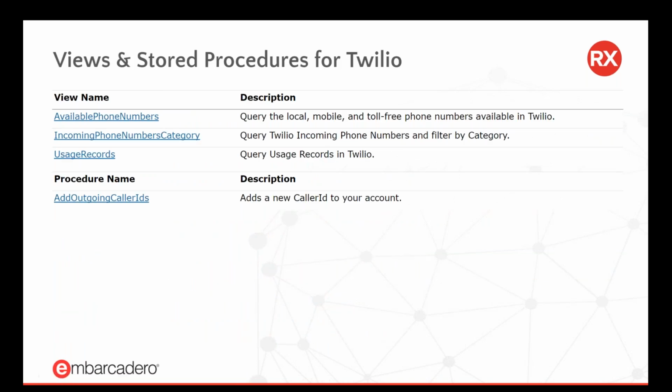Additional views you have here: available phone numbers, which are the phone numbers that you can use through Twilio, incoming phone numbers, and usage records, which are based on how much you used. And then here's what you would do: use the stored procedure to add a new caller ID to your account so that you could send a message from that caller ID, if you will.